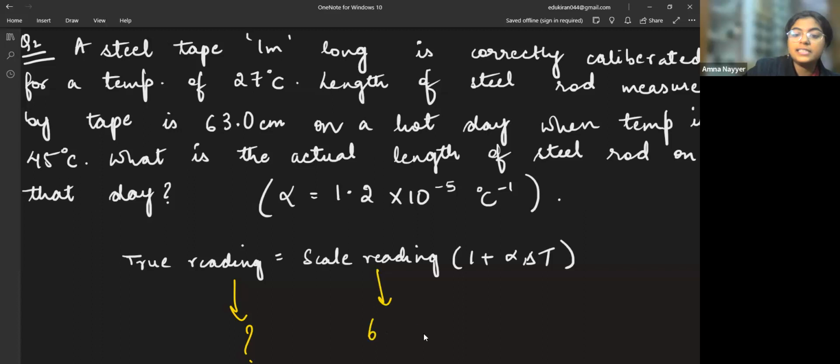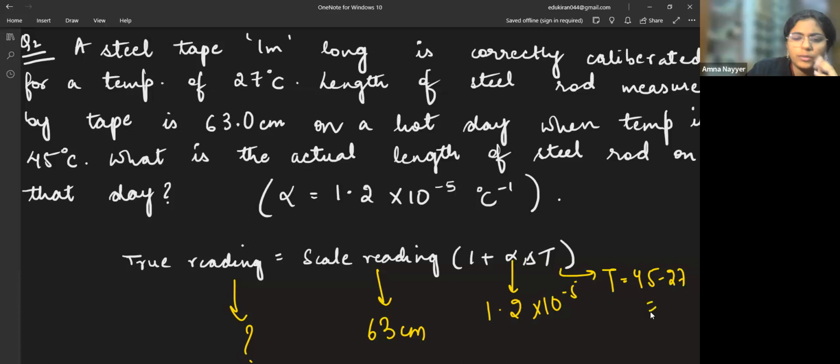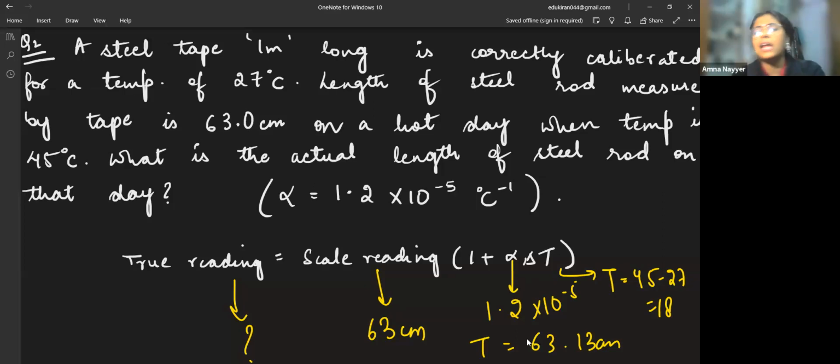This is 63 centimeters. Alpha is also given, 1.2 into 10 to the power minus 5. Delta T means the temperature difference, final minus initial. The final temperature is 45 degrees Celsius and the initial temperature was 27 degrees Celsius. So delta T is equal to 45 minus 27, which is equal to 18. When you calculate this, the true reading will come out to be approximately 63.13 centimeters. I just remember this answer; I have not calculated it right now. You can calculate and confirm.